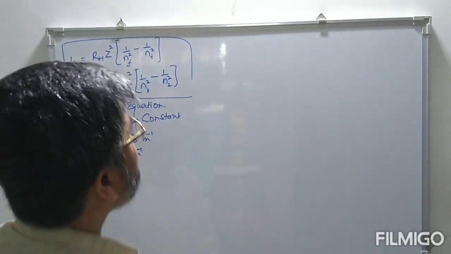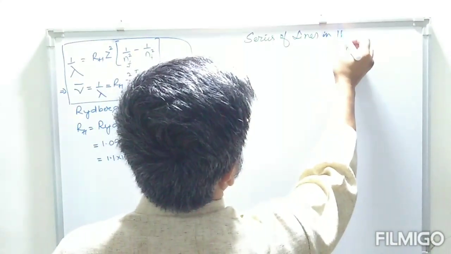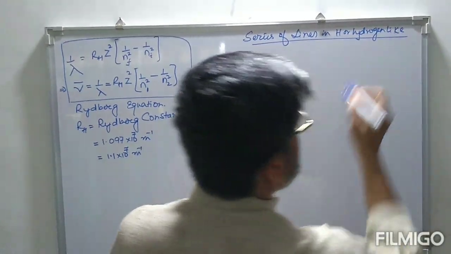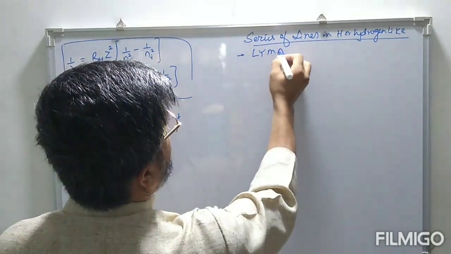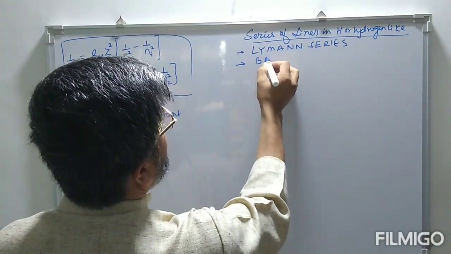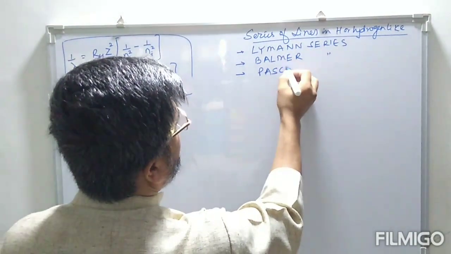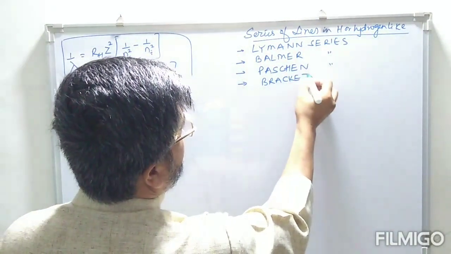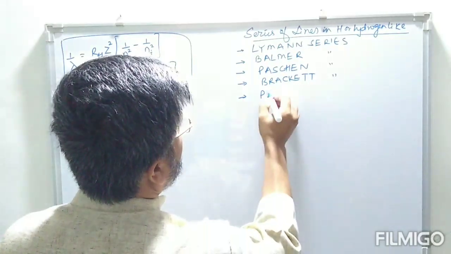So based on this we have a series of lines in hydrogen or hydrogen-like system. So we have Lyman series, we have Balmer series, we have Paschen series, we have Brackett series, we have Pfund series.